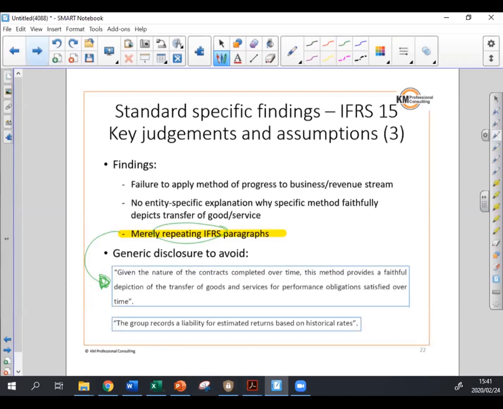And the last one was "the group records a liability for estimated returns based on historical rates." The argument there was that it's generic and tells me nothing. Historical rates of what? Where is that liability recognized? And what is it called? So the group recognizes a refund liability for estimated returns, whatever it might be. But there's a lot more that would need to go into that policy.